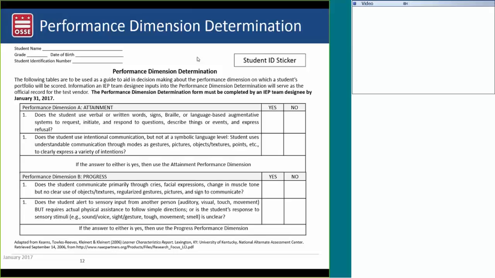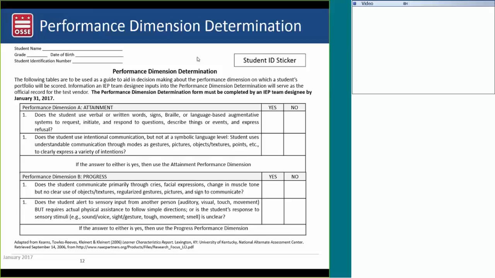Okay, if the answer to either one of these is yes, then the attainment performance dimension would be used for scoring. Again, just hold that thought and I'll get back to it. Let's go down to progress.